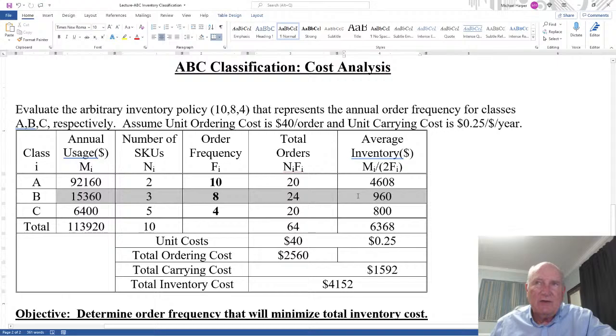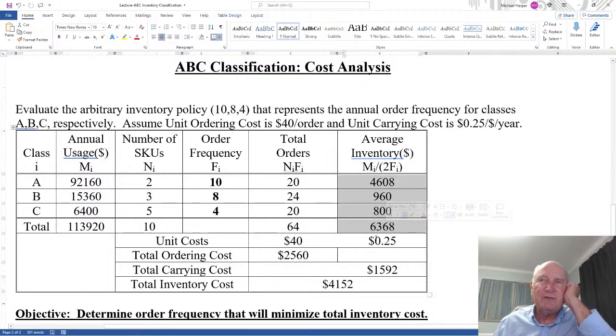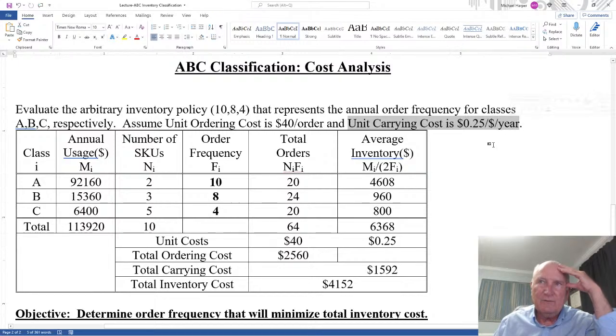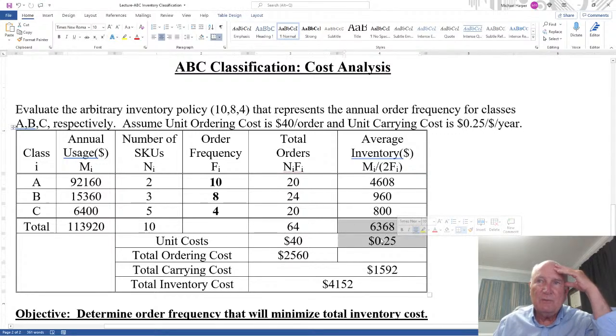15,360 divided by 8 divided by 2 is 960. And so you add these up. On the average, you're going to be carrying $6,368 worth of inventory throughout the year. The unit carrying cost is 25 cents per dollar per year. So we have $6,368 times the unit carrying cost per dollar. We multiply that, and we have our total carrying cost of $1,592. Let's add these two together. My total inventory cost is $4,152.